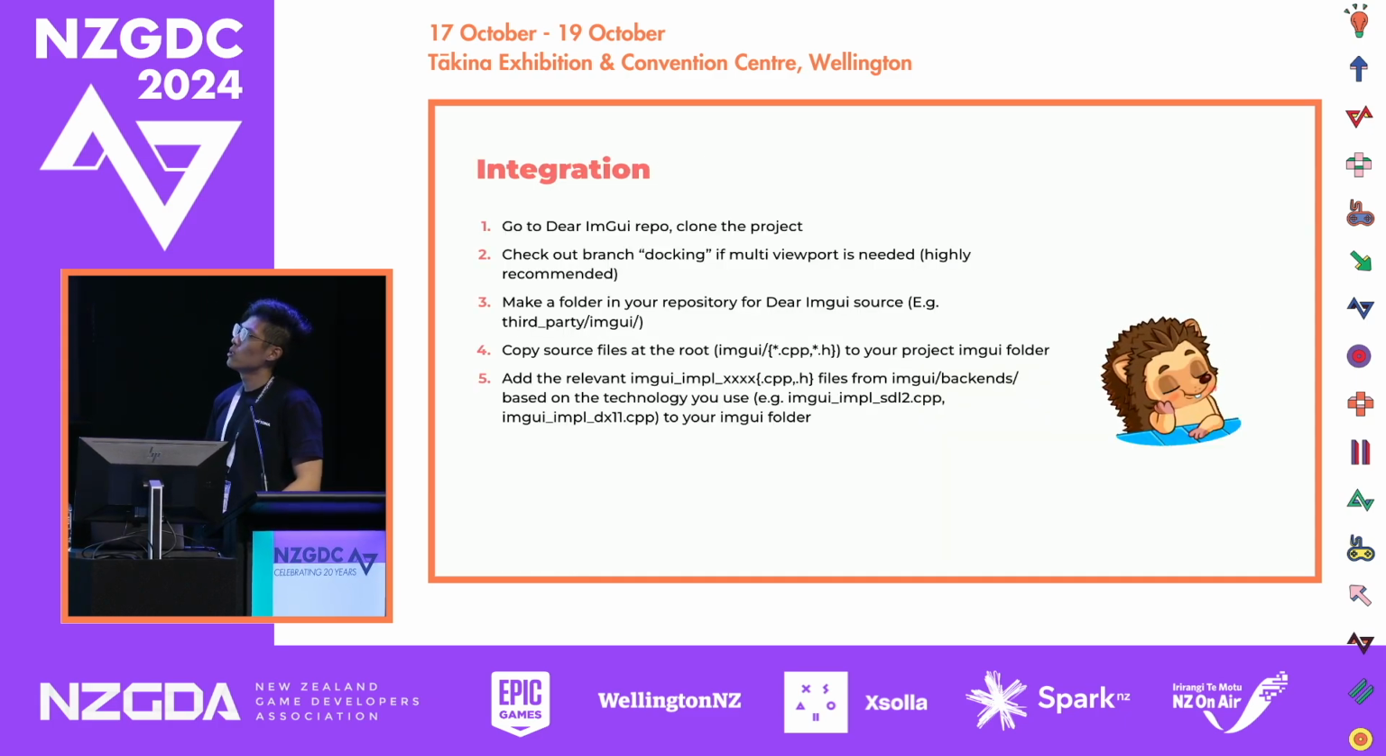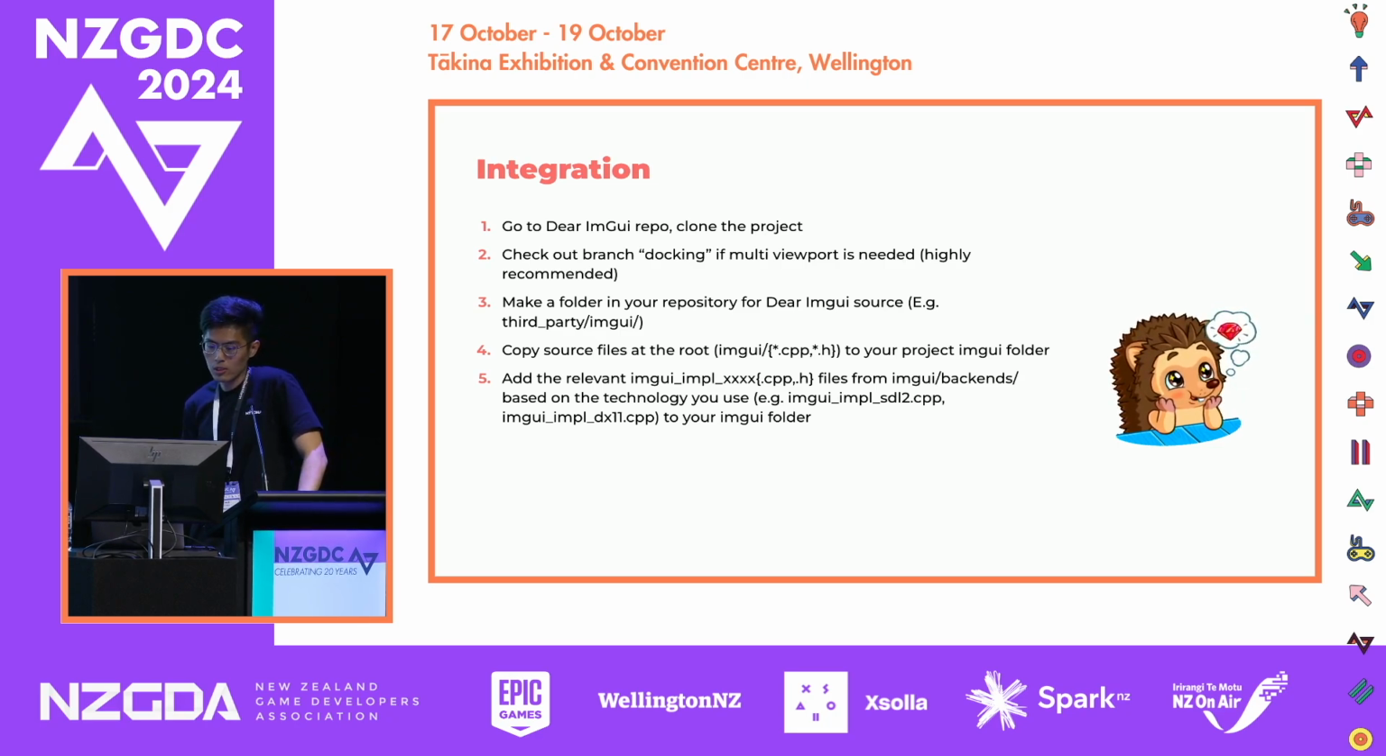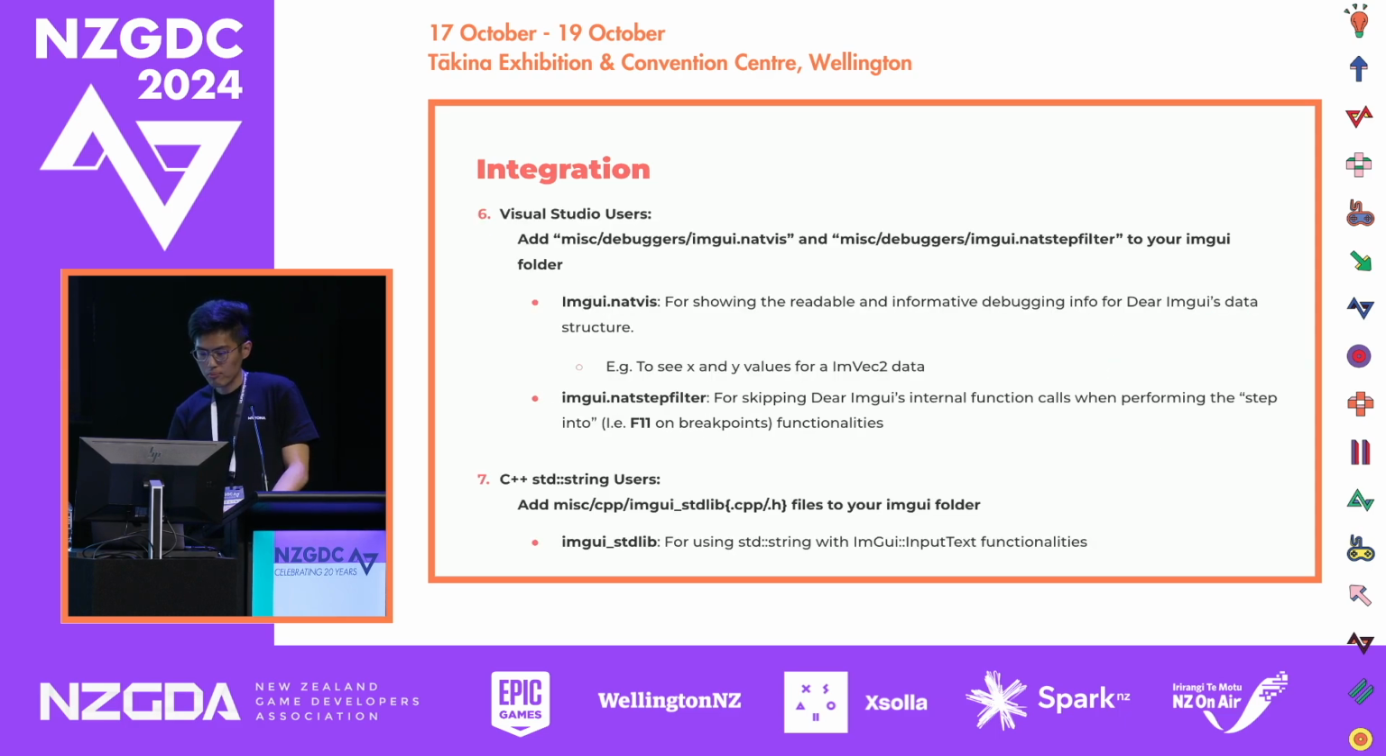So some steps to integrate into your project. First step, clone the project. Second step, check out the docking branch if you need the feature I just talked about. Third step, create a folder in your repository. Fourth step, copy some sources and add the relevant backend for the technology that you use, like OpenGL, Vulkan, DirectX, they all support it, to the folder that you created.